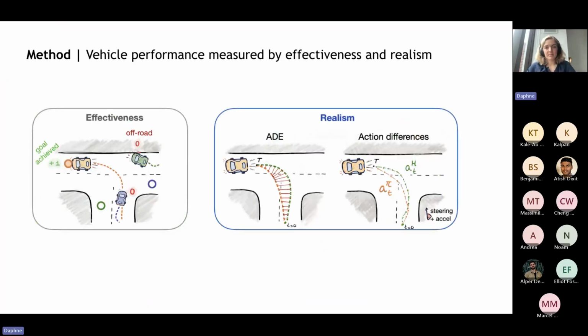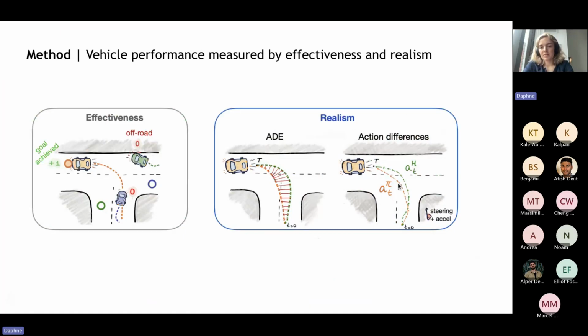Then we have two types of metrics to evaluate the agents. We have effectiveness metrics, and we have realism metrics. Effectiveness here is just the off-road rate, goal rate, and the collision rate. Realism metrics measure how similar the generated trajectories are to the ground truth human trajectories. So you have the average displacement error, which is basically looking at every time step, taking the difference between where the human was and where the policy is, and then averaging that.